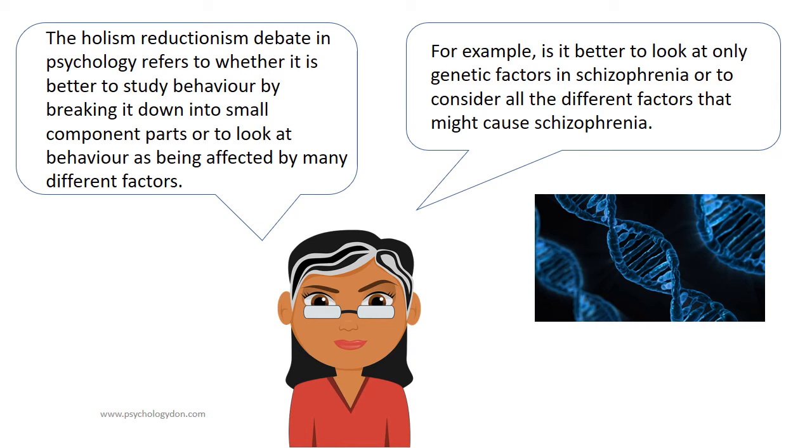The holism reductionism debate in psychology refers to whether it is better to study behaviour by breaking it down into small component parts, or to look at behaviour as being affected by many different factors. For example, is it better to look at genetic factors in schizophrenia, or to consider all the different factors that might cause schizophrenia?